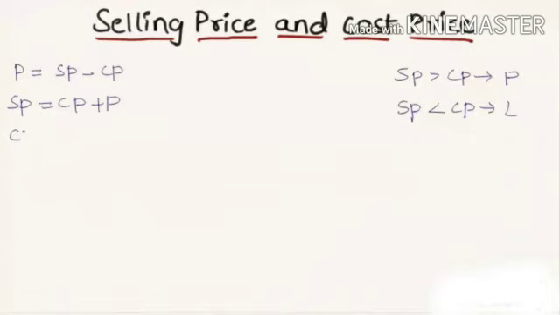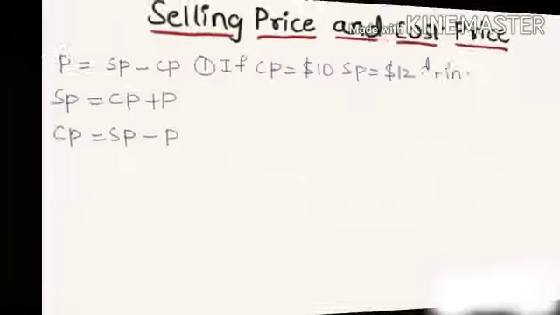Similarly, we can also derive the formula for CP by using the formula. So, here by transferring profit to the left hand side, we get CP. CP is equal to SP minus profit. Let us solve an example here to understand it clearly.